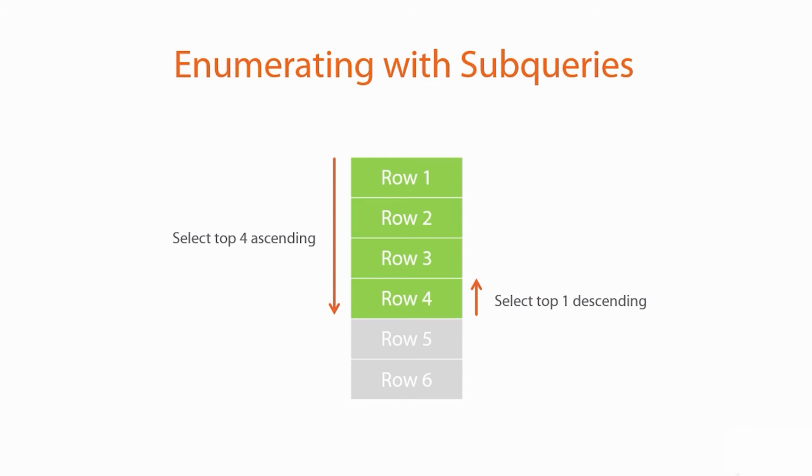We're going to query the results of a query. We're just going to query it in the other direction. Now if we can do that with the top 4, we can also do it with the top 5 and the top 6, and we can enumerate through the records like that. So let's jump over to SSMS and I'll show you what that looks like.